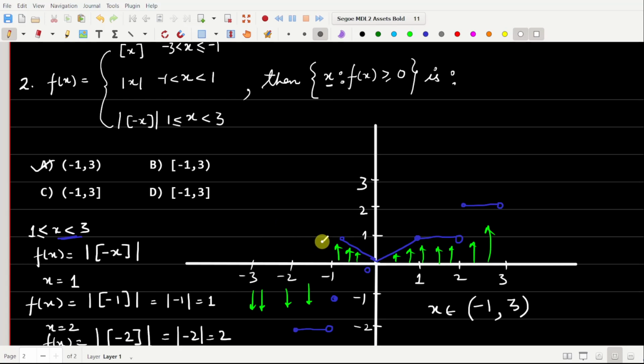So like this we have solved this problem, and in the next video we will take some more examples on the greatest integer function. Till then, keep on practicing.